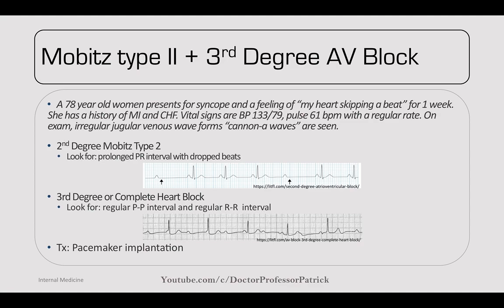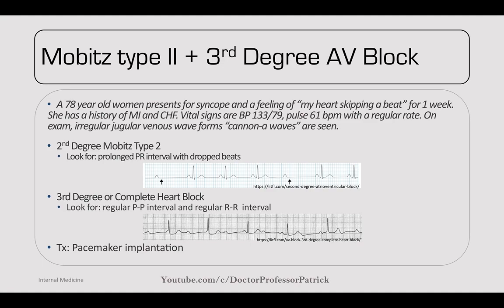We'll have someone presenting usually with syncope and palpitations, and a lot of the times they've got a coronary history, so CHF and MI. Vital signs are going to show a little bit of bradycardia and an irregular rate. On exam, there are irregular jugular venous waveforms, or cannon A waves, like I mentioned earlier. So this is a patient with a third degree, or complete, heart block. Look for regular P to P intervals and regular R to R intervals. They're marching to their own beats.